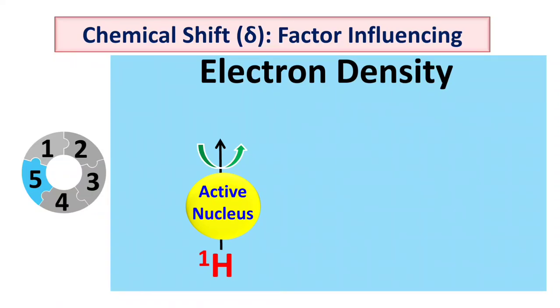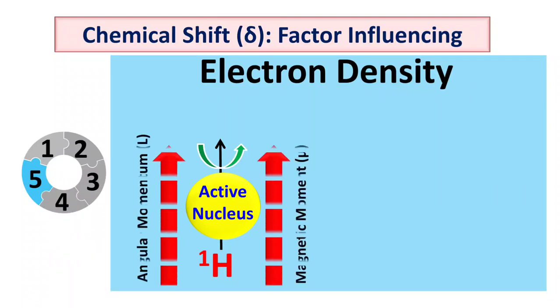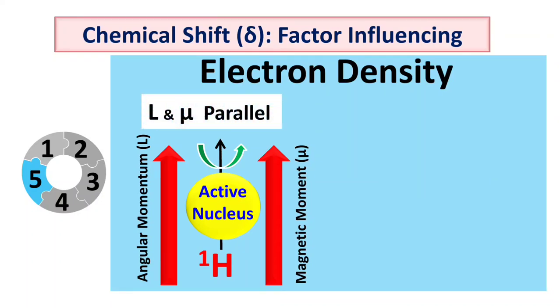Let's consider the active hydrogen nucleus. Once it is placed in an external magnetic field, it develops angular momentum and magnetic moment. You can see very carefully the direction of angular momentum L and the magnetic moment mu. They are parallel to each other and both are vector quantities. So L and mu are parallel in the case of the active hydrogen nucleus.